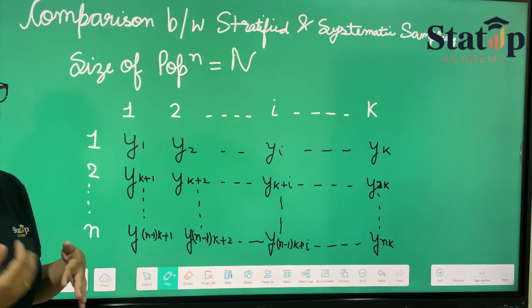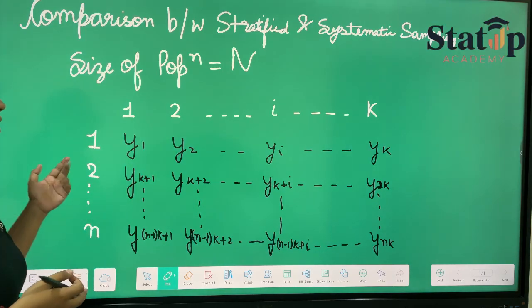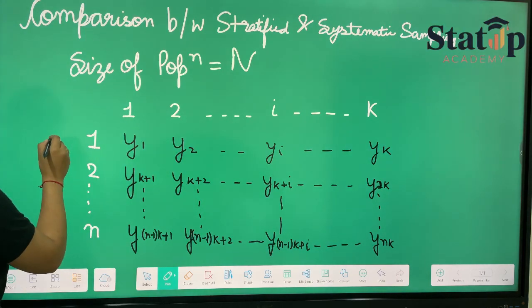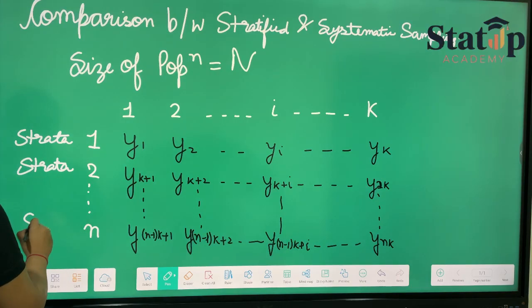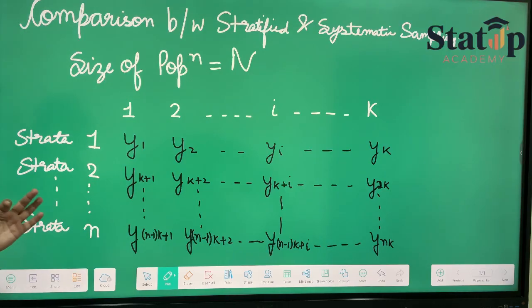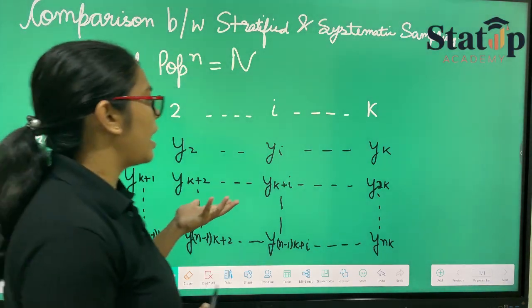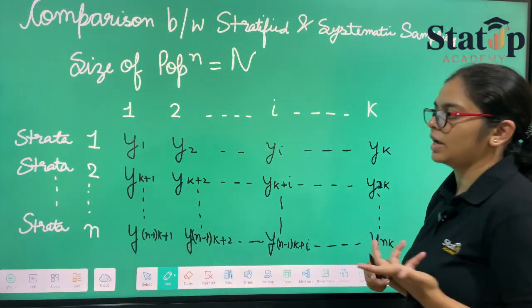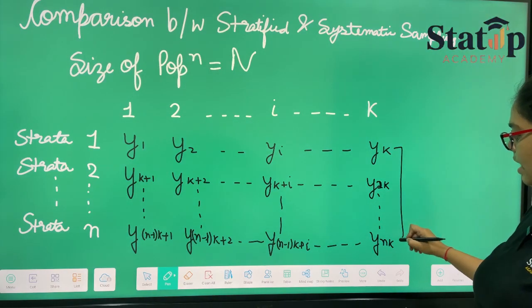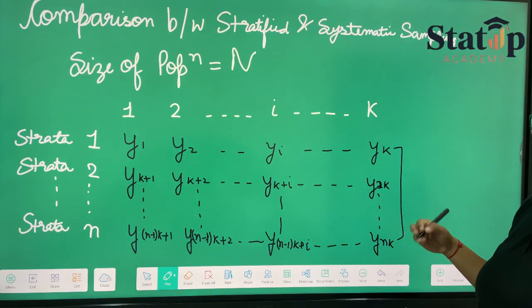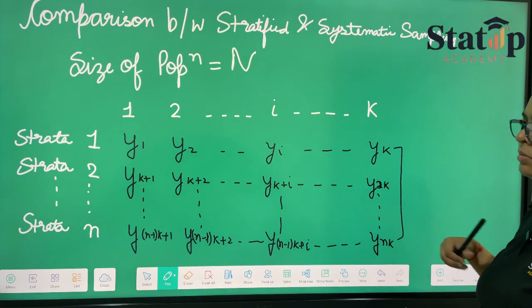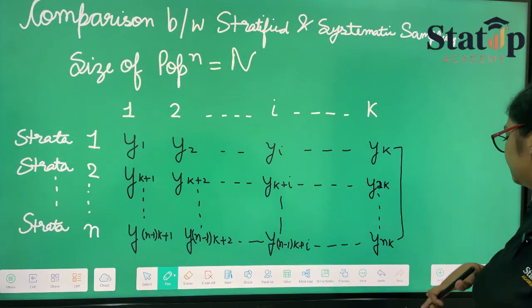So in stratified random sampling, let us take these as strata. These rows, row 1 as stratum 1, row 2 as stratum 2, and row n as stratum n. Each has stratum size k, because every one of them has size k. And we will take one sample from each stratum and then form a small sample.